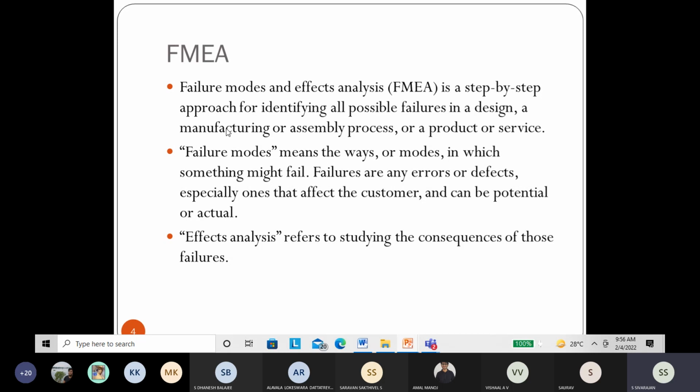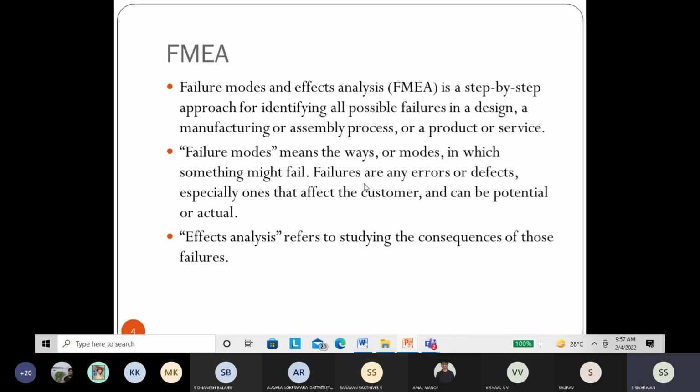So in a design, it can be manufacturing. So here we are giving a service industry, that is bank ATM, because you know very well about ATM. So that is the reason we are going to take one example, service. In a service, what are all the possible failure modes we are going to identify? So failure mode means the ways or modes in which something might fail.